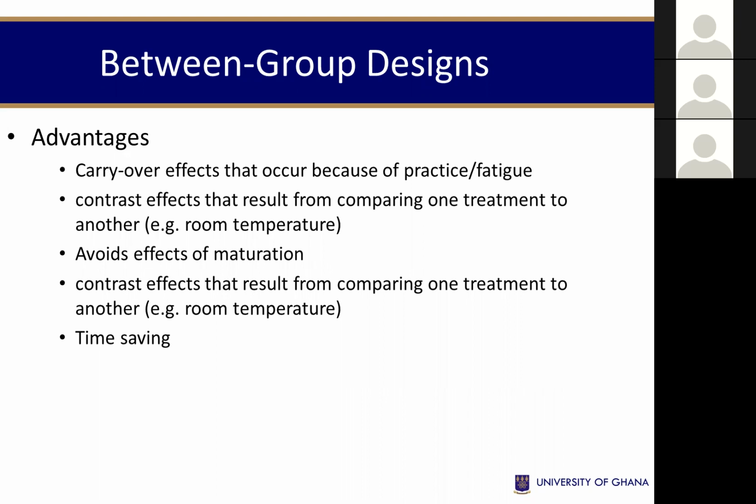And this normally happens in the other design that we'll be doing. Why? Because the participants are assigned to both conditions. So there's a high tendency that if I'm exposed to the first condition and I'm moving on to the second condition, I might begin to compare the first condition and the second condition and find out certain faults in the two. And that could bias my responses.